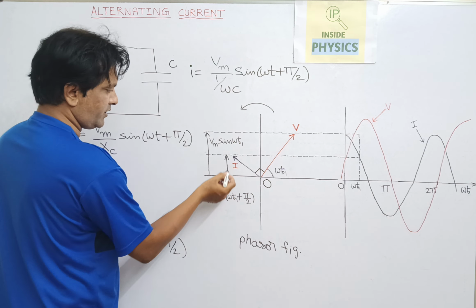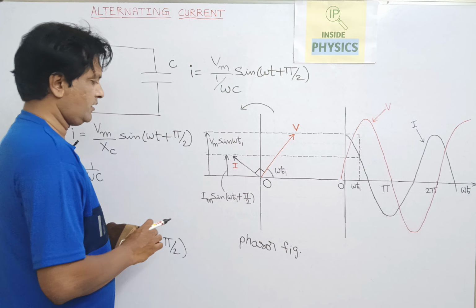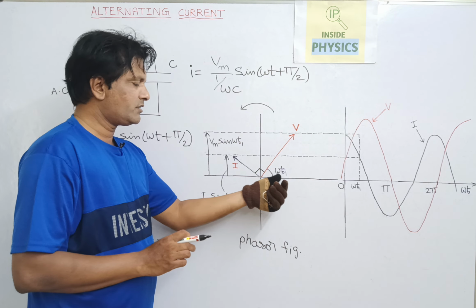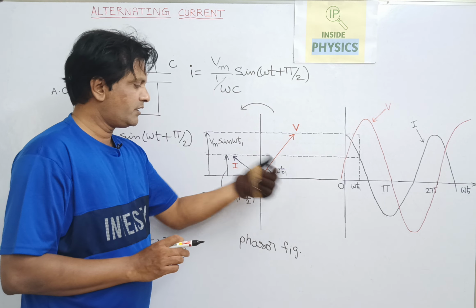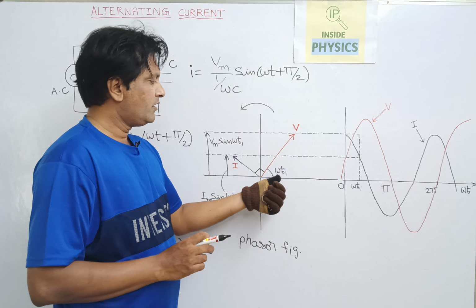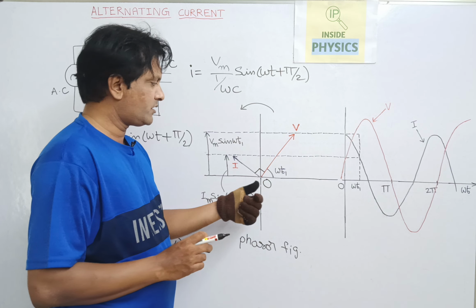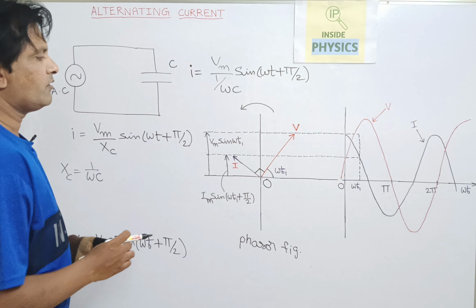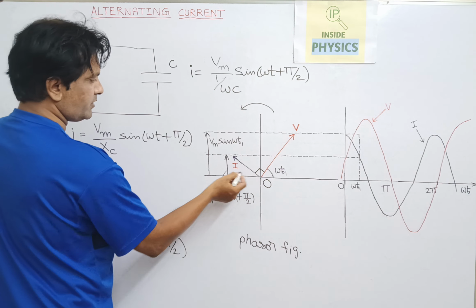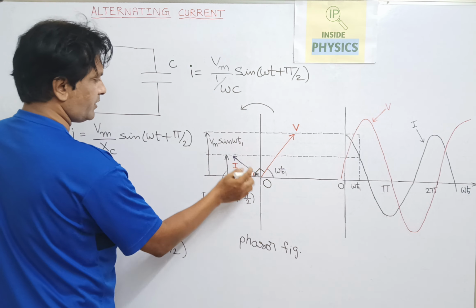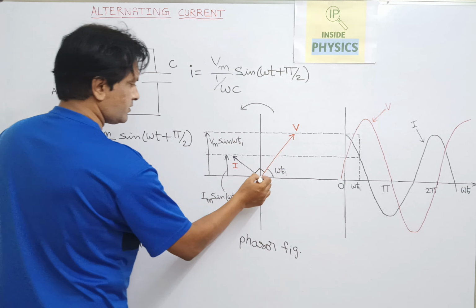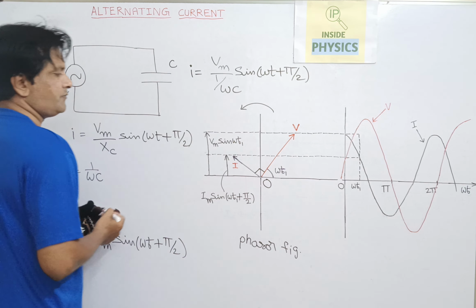This is the vertical component which gives the instantaneous current at this particular instant of time t1. When you consider the time t1, at a particular instant with angular frequency omega, this is the vertical component of the current and this is the horizontal component.